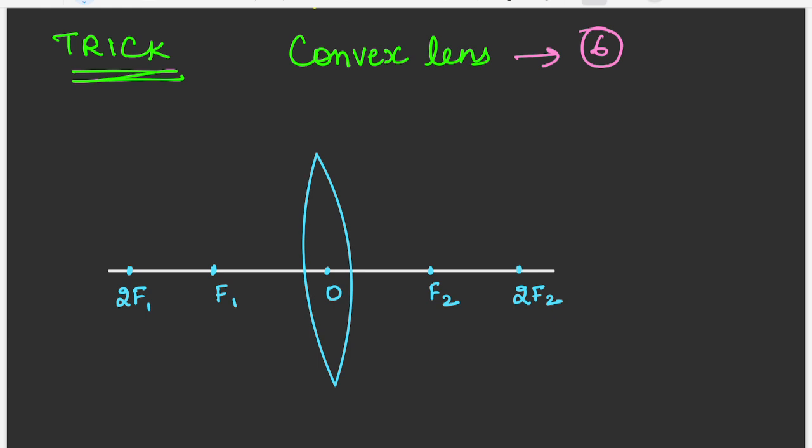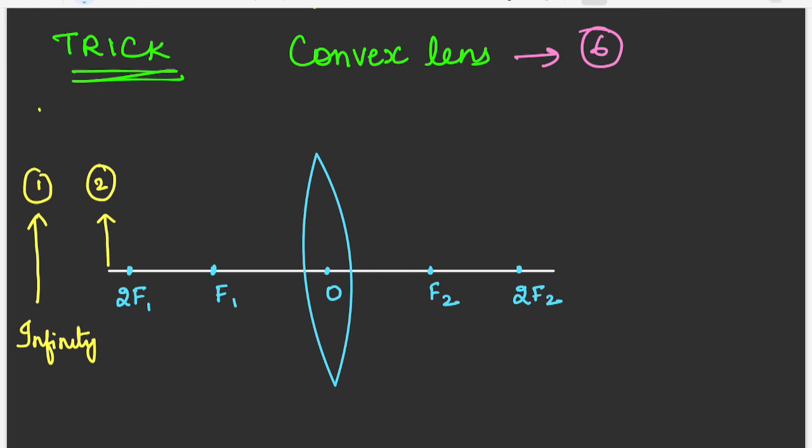In the first ray diagram, the position of the object is at infinity. So here this is the position of the object in the first ray diagram, where it is at infinity. In the second ray diagram, it is beyond 2F2. Beyond 2F2 means, this is 2F2, so somewhere here you have to place. So I'll place here. This is the position of the object in the second ray diagram.